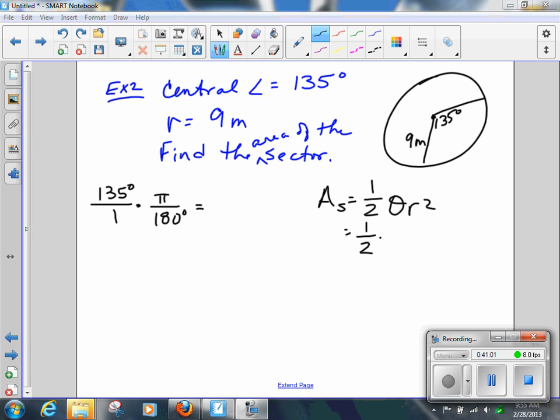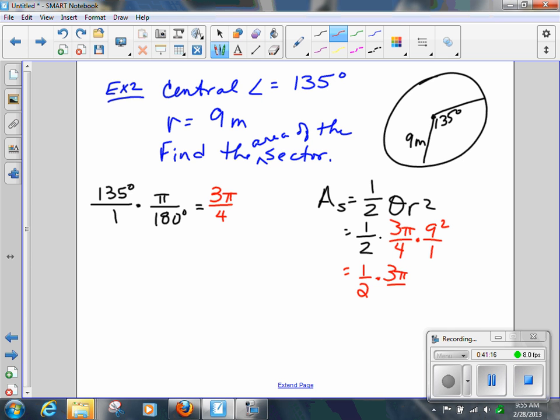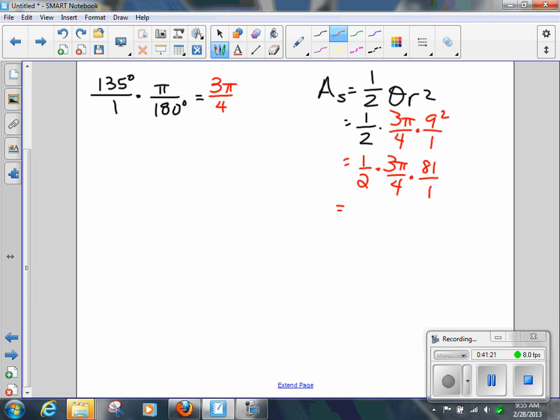135 pi over 180. What is that when you reduce it? 3 pi over 4. All right, so I'm going to put 3 pi over 4 in my formula times 9 squared, which is going to give me 1/2 times 3 pi over 4 times 81. Folks, I highly recommend just multiply straight across the numerators. When you do that, you get 243 pi. Multiply straight across your denominators, you get 8.